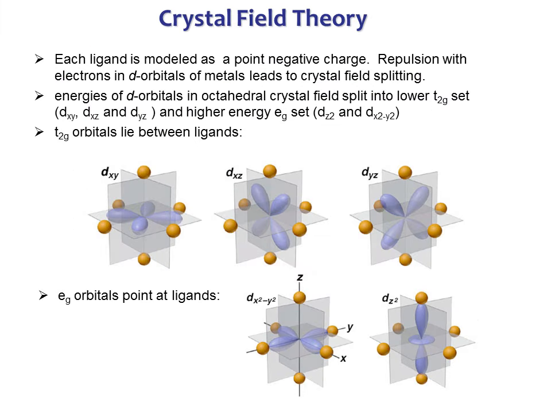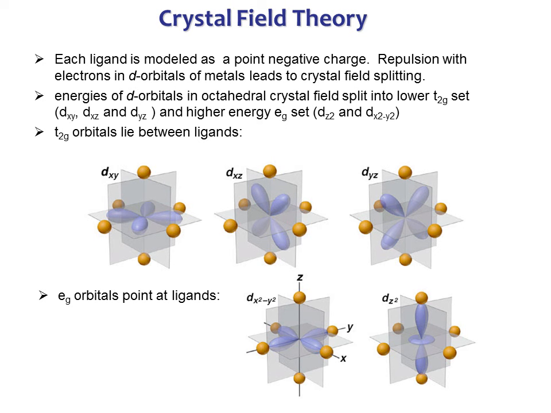We've already seen in lectures that each ligand is modelled as a point negative charge. In the absence of a field, all 5 d orbitals are equal in energy. However, if we consider the relative extent of repulsion between the electrons in the lobes of the 5 different d orbitals with the electrons of the 6 point negative charges for our octahedral complex, then we've already seen that they are no longer energetically degenerate.